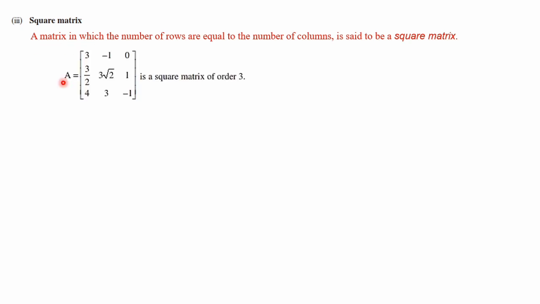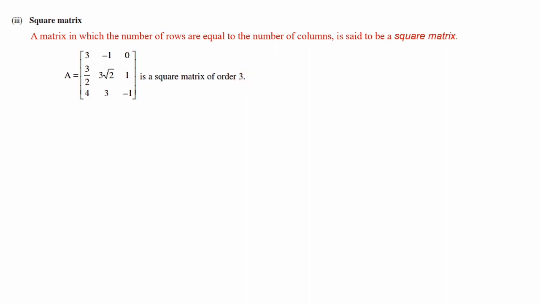So, example, A is equal to 3, minus 1, 0, 3 by 2, 3 root 2, 1, 4, 3, minus 1. Clearly, it is having 3 rows, 1, 2, 3 and 3 columns, 1, 2, 3. So number of rows and columns are equal, 3 by 3 means it is a square matrix of order 3.